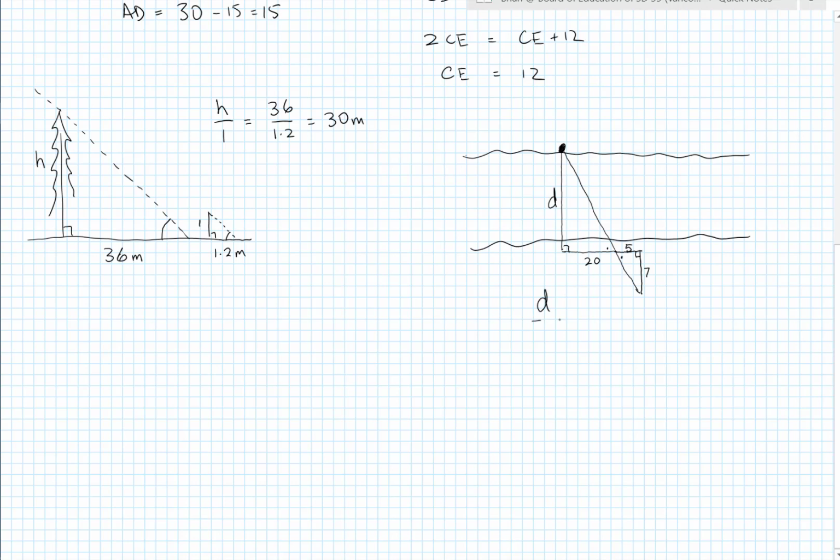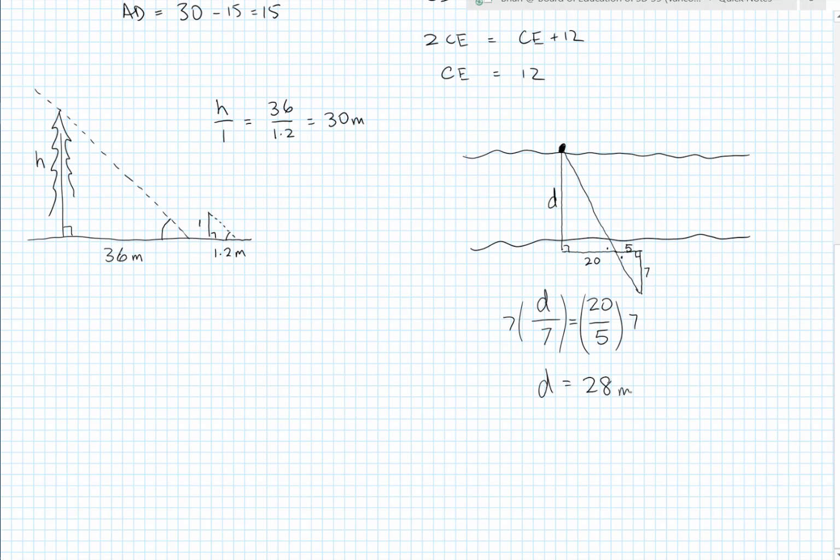So if we're looking for d, let's put it in the numerator. d corresponds to 7. They're both opposite those angles that I've labeled with a dot. And then we have these lengths 20 and 5, which are corresponding. And so now I can multiply both sides of this by 7, and I get d on the left. 20 over 5 is just 4. 4 times 7 is 28.